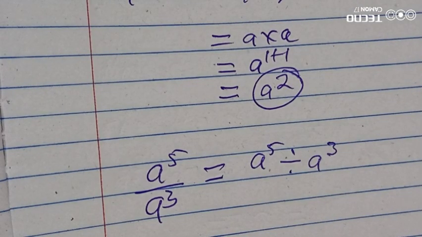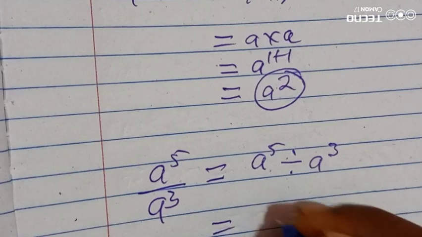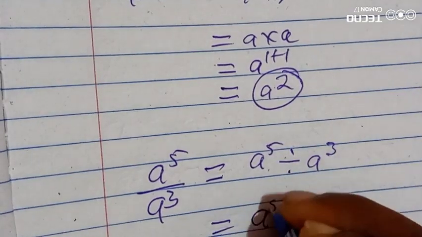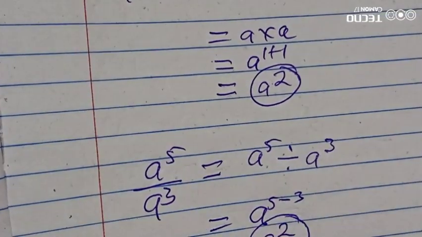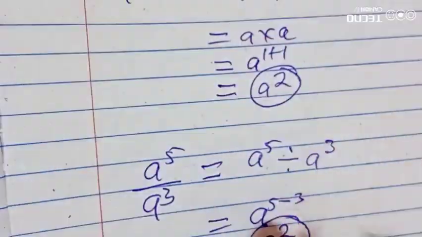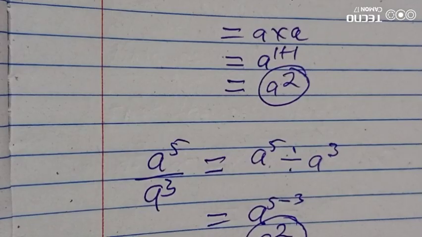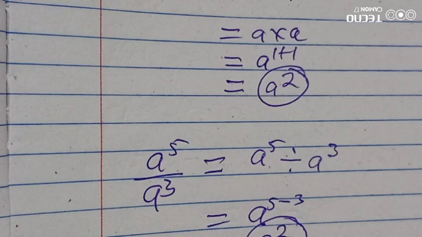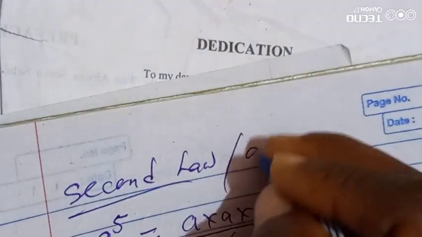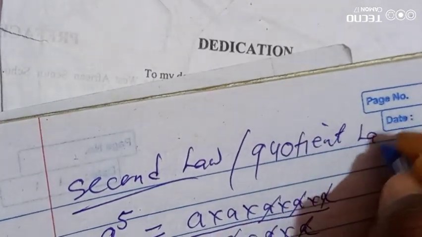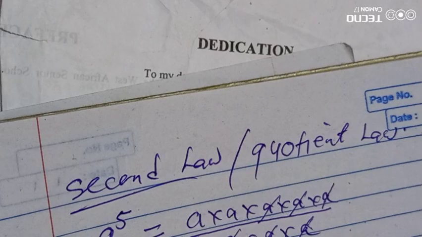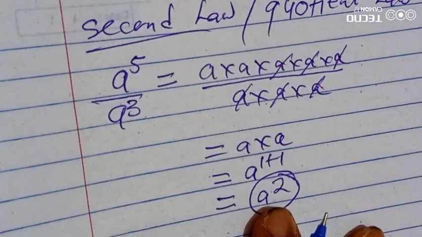So in this case, if you are dividing, what you're going to do, you take one of the base, because the bases are the same, and you subtract the indices of the power. So this will be equal to a to the 5 minus 3, which will be equal to a to the second power. You can also use the method. If the method is difficult for you, you use the method. Okay, so our second law is called the quotient law, the second law.